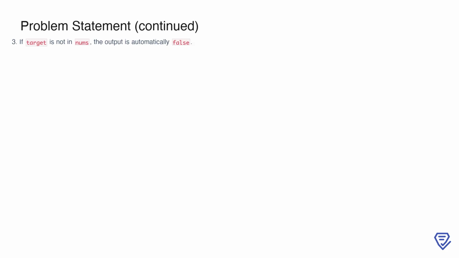Lastly, it's important to note that if the target does not appear in the array at all, the output is automatically false. This is because a number with 0 occurrences cannot possibly meet the majority condition. The sorted nature of the array allows us to utilize binary search techniques to quickly determine whether target is present and, if so, count its occurrences efficiently. This observation is key to designing an optimal solution for the problem.